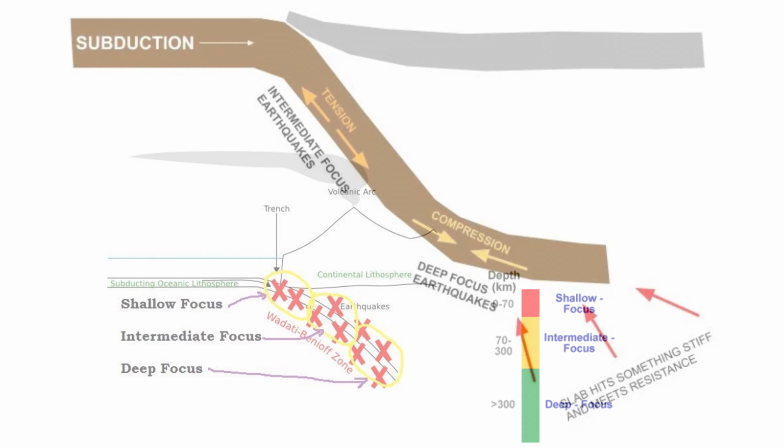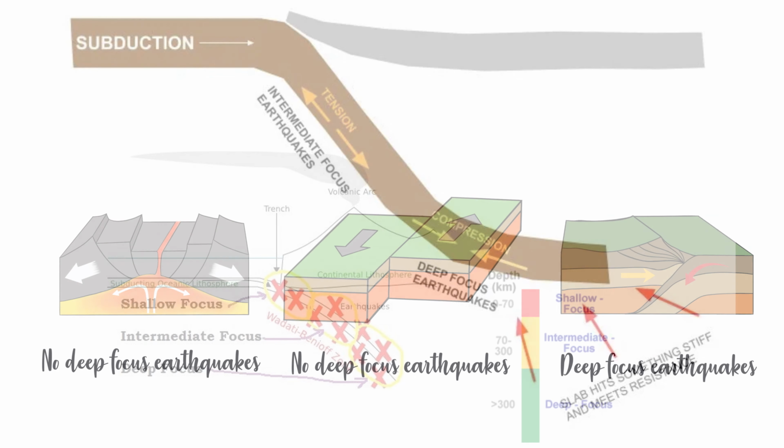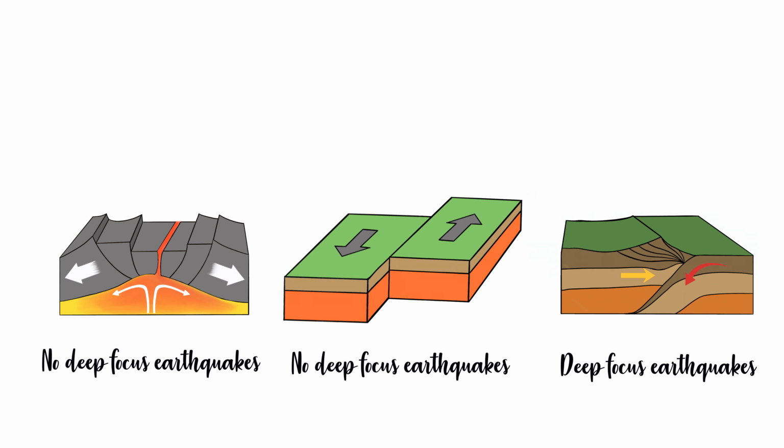One hypothesis suggests that during subduction, increasing pressure can change the crystal structure of certain minerals, such as olivine. This transformation could cause high-pressure failures, generating the earthquakes. The absence of deep focus earthquakes at divergent and transform plate boundaries further supports the theory of plate tectonics.